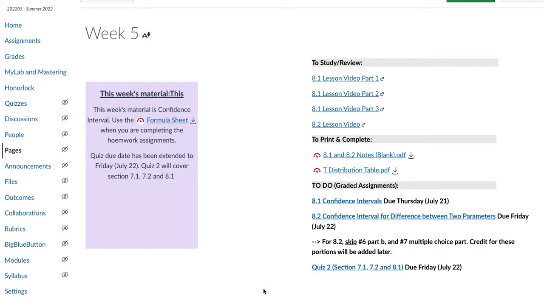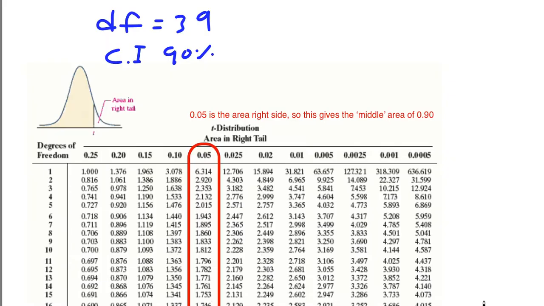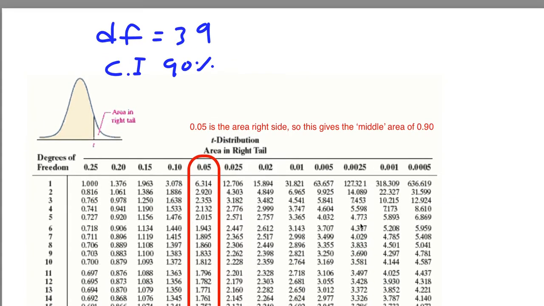Hello everyone, I just want to quickly go over how to use a t-table. So I'll upload a new distribution table that is provided within my StatLab homework. Okay, so this is the t-table. This one gives us more value than the formula sheet that I provided earlier. That's why we're using this one.